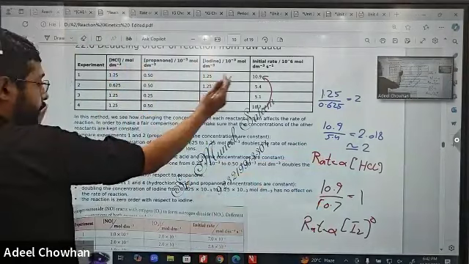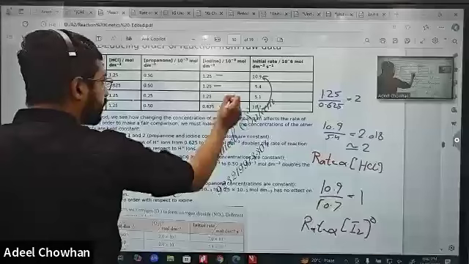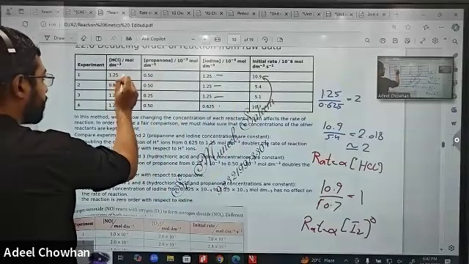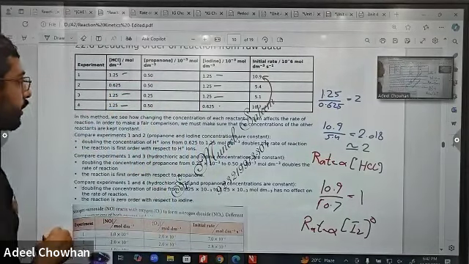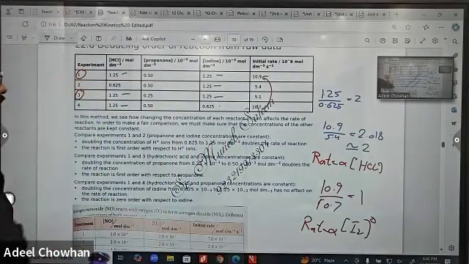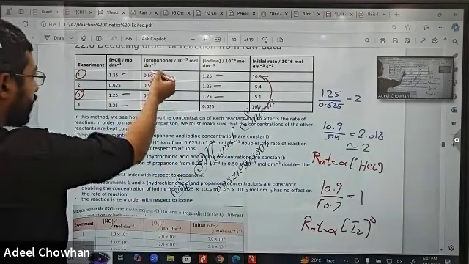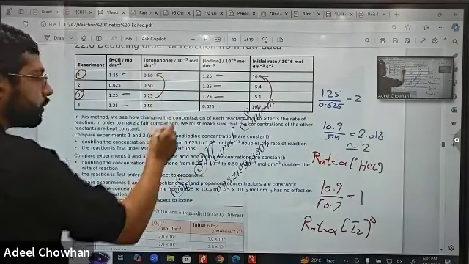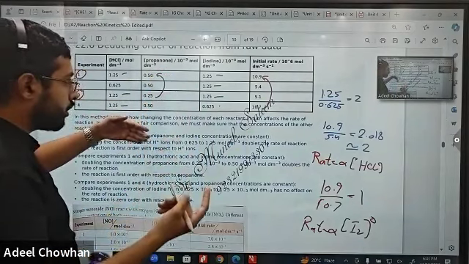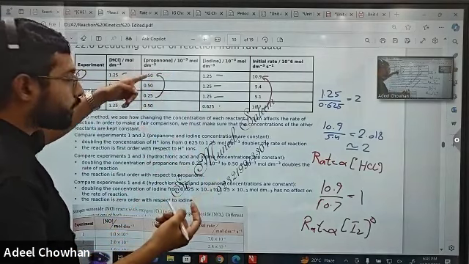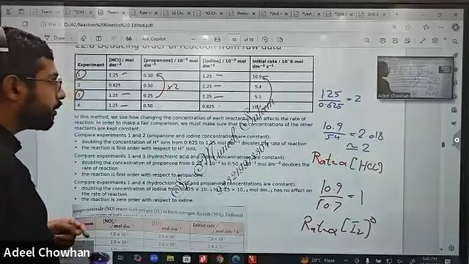For propanone, we have to keep the other two as constant values. 1.25, all of these are 1.25 constant values. From here we have 1.25, 1.25, 1.25. So which two experiments can we take? 1 and 3. Good. So now again check the change from 0.25 to 0.5. It's a change of how much? If you move from 0.25 to 0.5, it is a change of double. It changes by 2 times.